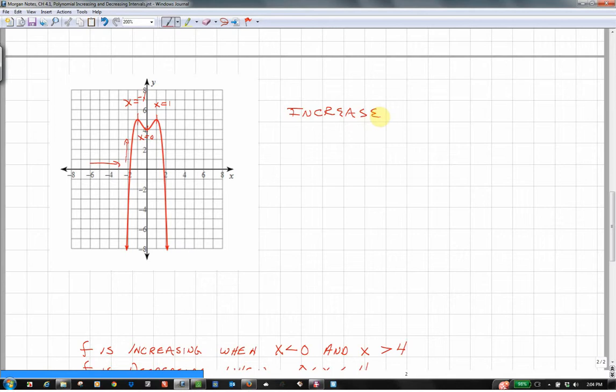So the increasing interval, okay, that's going to be for all values on the left side out here where x is less than negative 1. And I'm also going to be increasing again when x is between 0 and 1. That's the places I'm increasing. The place I'm decreasing, okay, I'll be going down from negative 1 to 0. And then I'm going to be going down once I get past x equal to 1. And that would be my increasing and decreasing intervals.